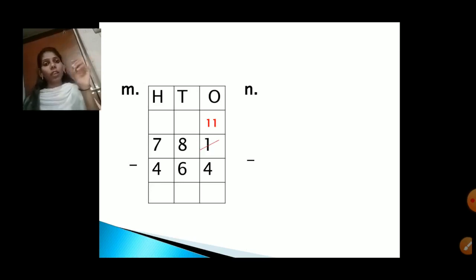How? We will count from 4. It means after the 4 till 11. 5, 6, 7, 8, 9, 10, 11. So 11 minus 4 equals to 7, right? 4, 5, 6, 7, 8, 9, 10, 11, right? 7. So 11 minus 4 equals to 7.